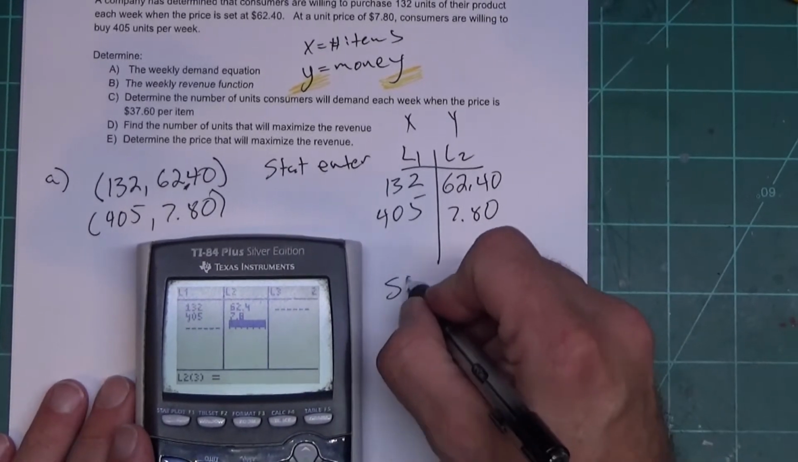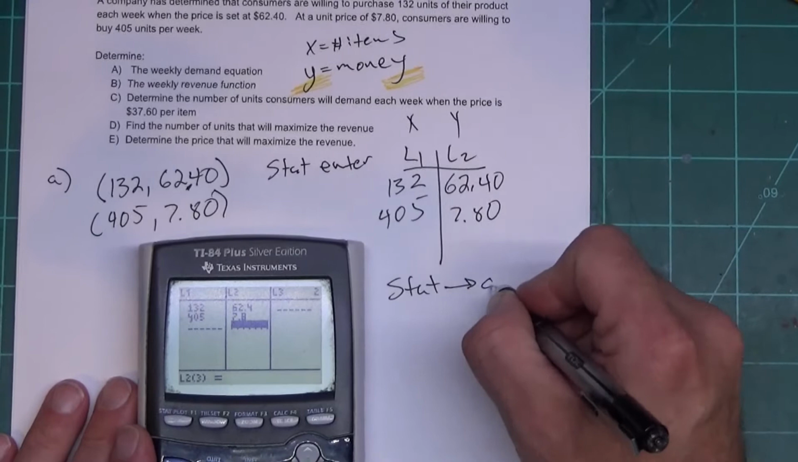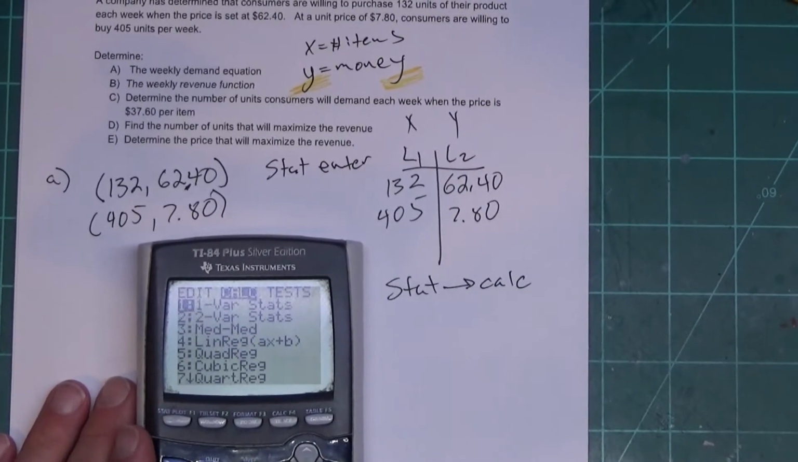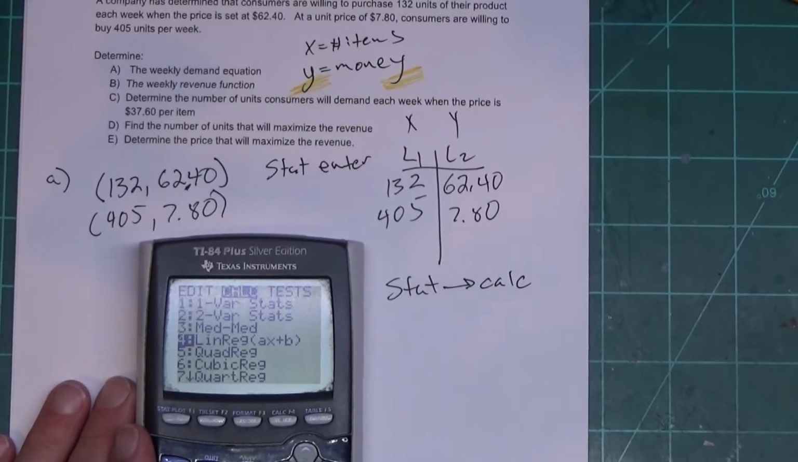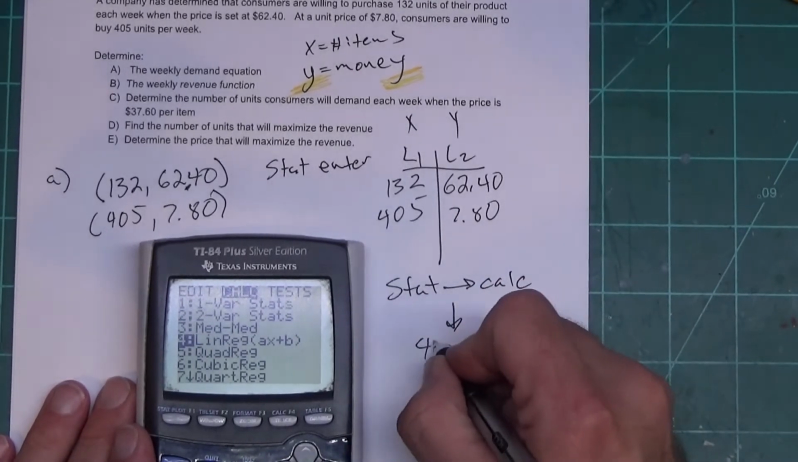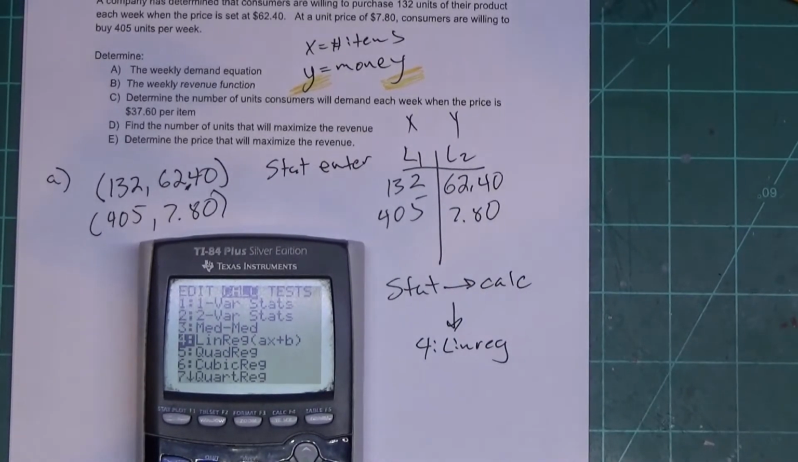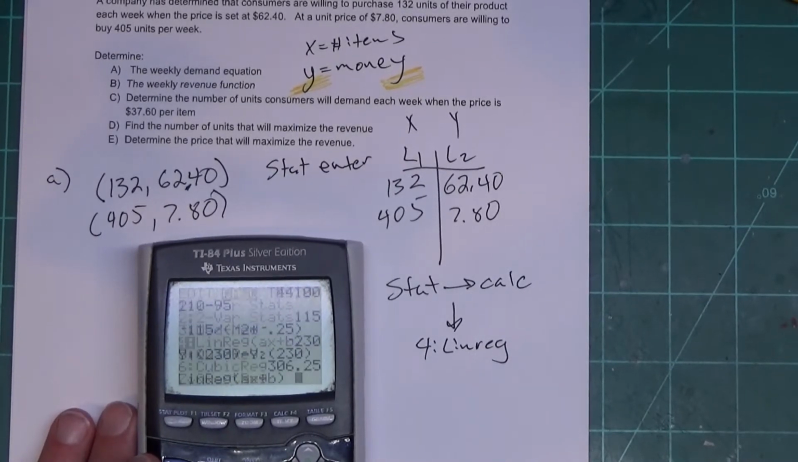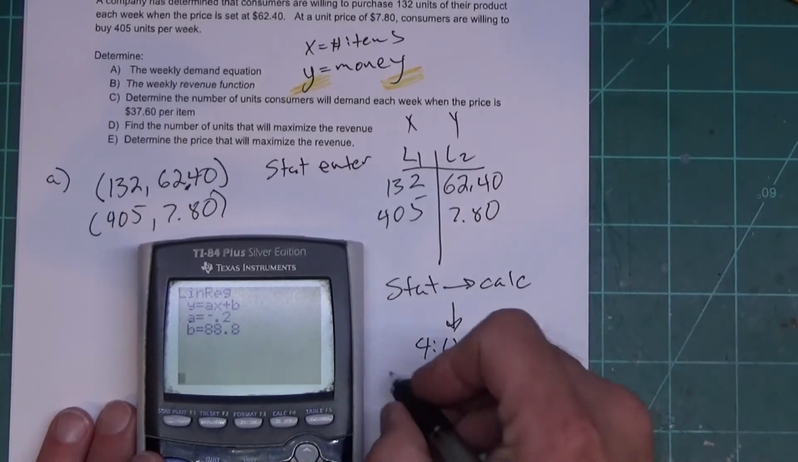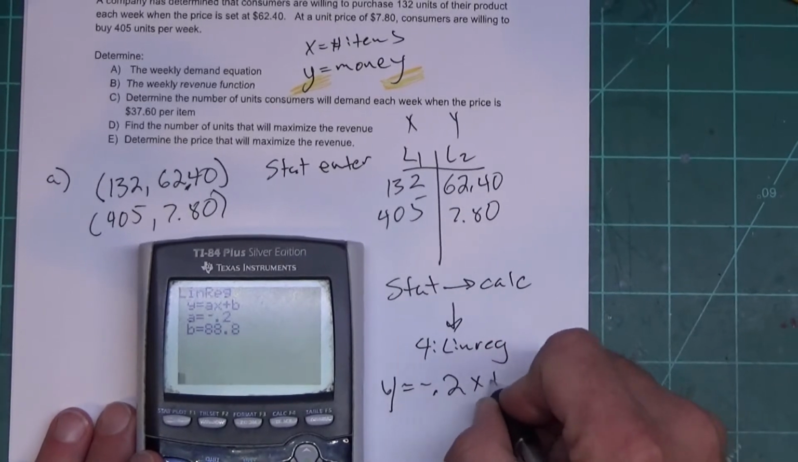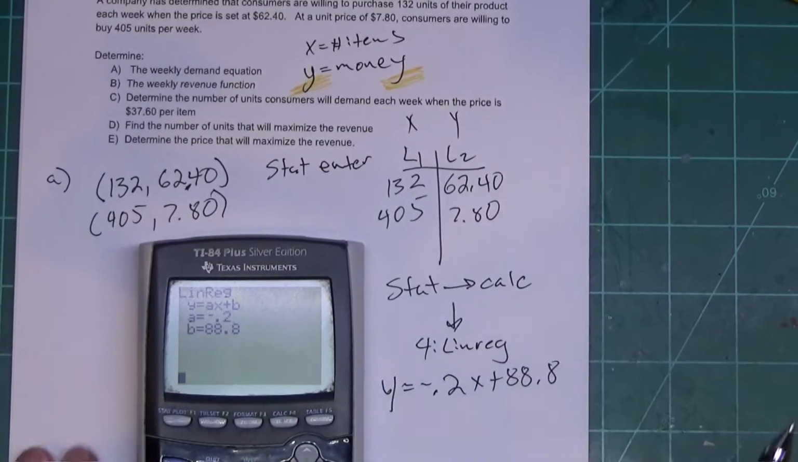What we're going to do now is we're going to press Stat, go over to Calc. So push the Stat button over to Calc. And then if you look, number 4 says LinReg. So that's what we want to go to. Number 4 for LinReg. That stands for linear regression. It's a way of finding lines and curves based on a set of points. Okay? And the calculator is built in. Why not abuse it? So I get Y equals negative 0.2x plus 88.8. Okay?